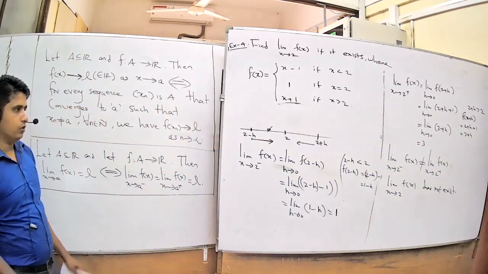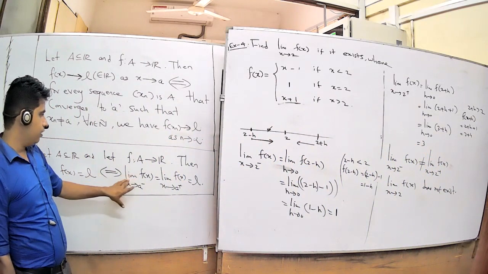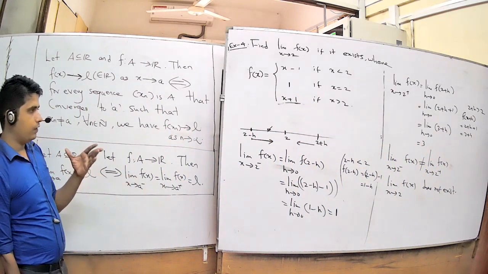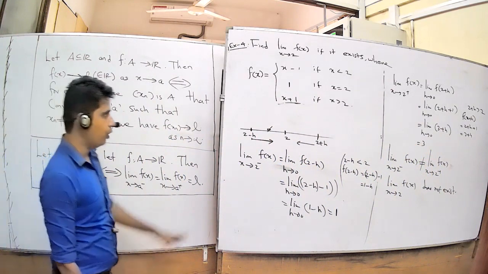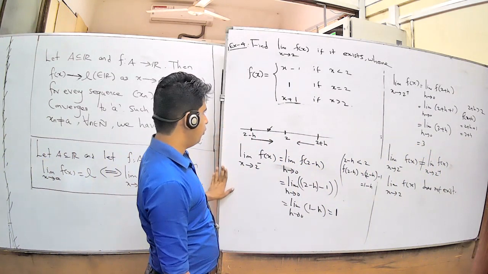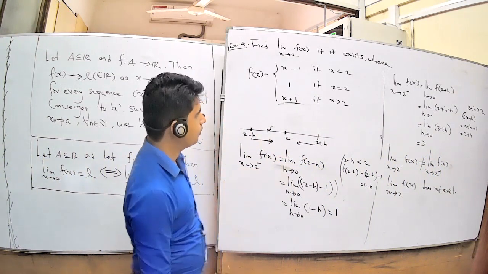This is true because the left limit and right limit are different. Suppose the left limit and right limit are equal, then you can say that the limit exists. Now you understand how you can do these types of questions. Suppose you want to find the left limit and right limit, you can do it like this method.